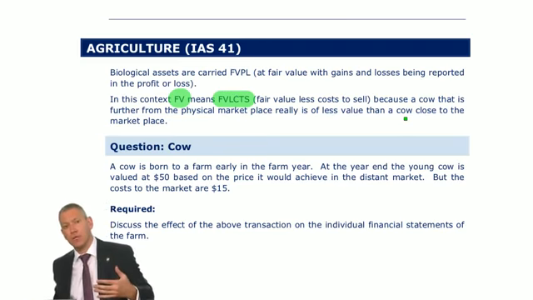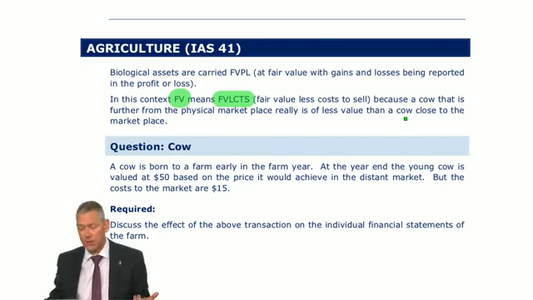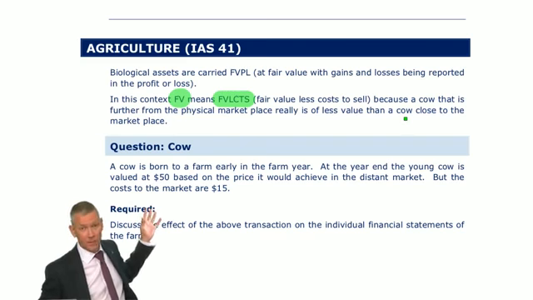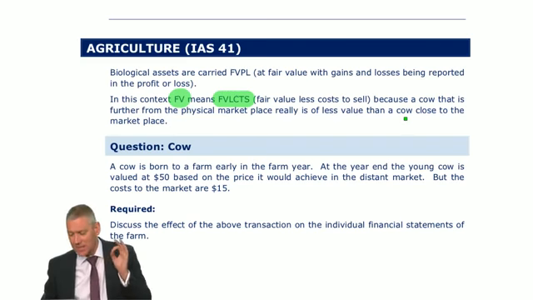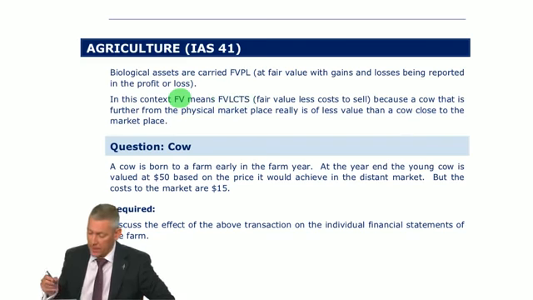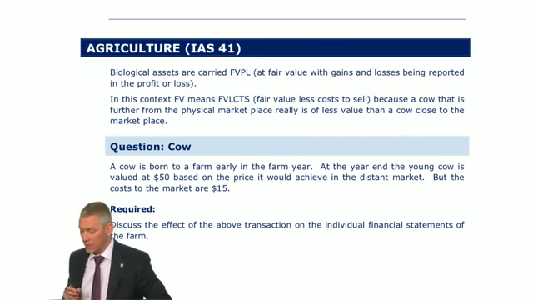The further an apple is from a market, the less it's worth. It's a real thing. And this is captured by IAS 41 by using this alphabet soup, FVLCTS. It's not really all that difficult. It's just something you need to get your head around. So let me convince you of that by doing the question cow.